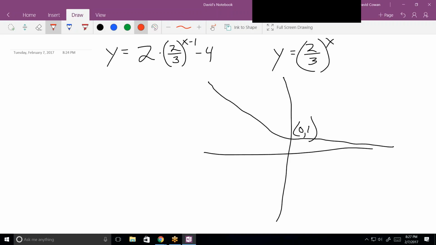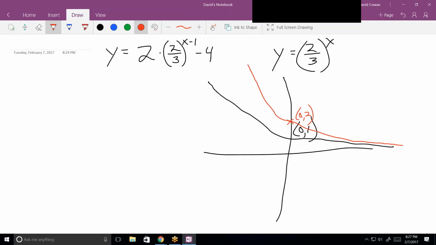So this new point that it's going to go to, I'm going to do these one at a time, is going to be 0, 2. I'm multiplying the 1 times 2. And this curve would be steeper, approaching the same horizontal asymptote, which is always y equals 0 to start with.